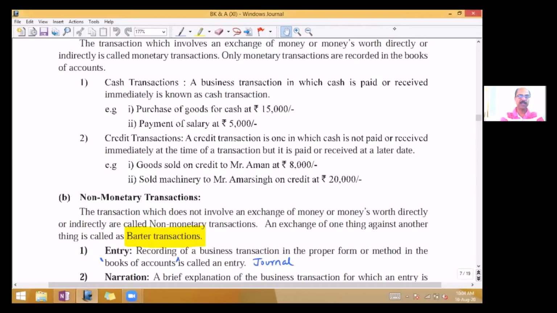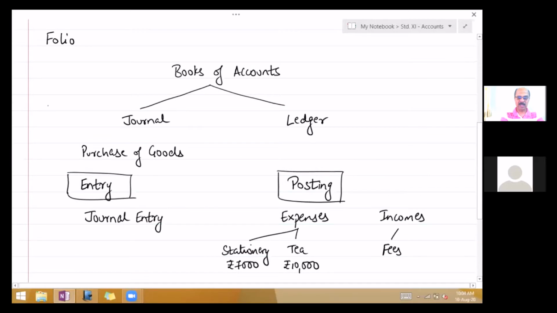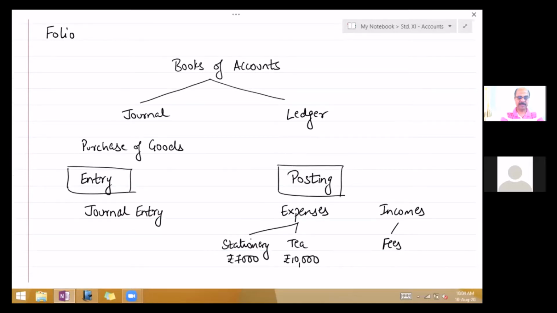Here's your textbook on the screen. We discussed what is an entry, but before entry, we discussed that there are two notebooks in which accounts are written. One is called the journal and the other the ledger. Journal and ledger, correct.